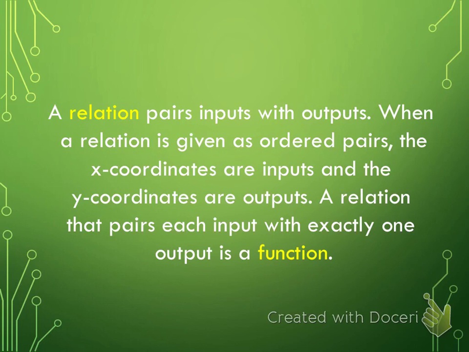A relation pairs inputs with outputs. When a relation is given as ordered pairs, the x-coordinates are inputs and the y-coordinates are the outputs. A relation that pairs each input with exactly one output is a function.